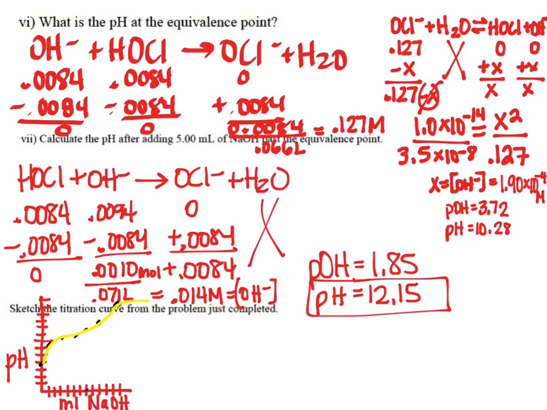So this part right here, that's our buffer region. That's kind of a bad curve. So right in here is our buffer region. It's about when it starts to curve, and then when it goes to that sharp curve.